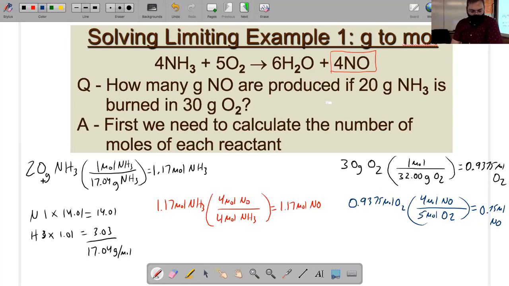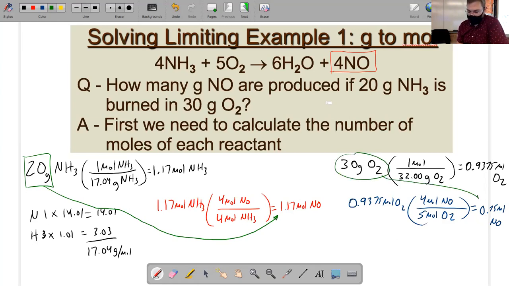So with 20 grams of ammonia, the way to look at it is 20 grams of ammonia makes 1.17 mole of NO, but 30 grams of oxygen only makes 0.75 mole of NO. That means that oxygen is the limiting reactant. This O2 is limiting, and the ammonia, that's the excess. The actual amount of NO you make is 0.75 mole.